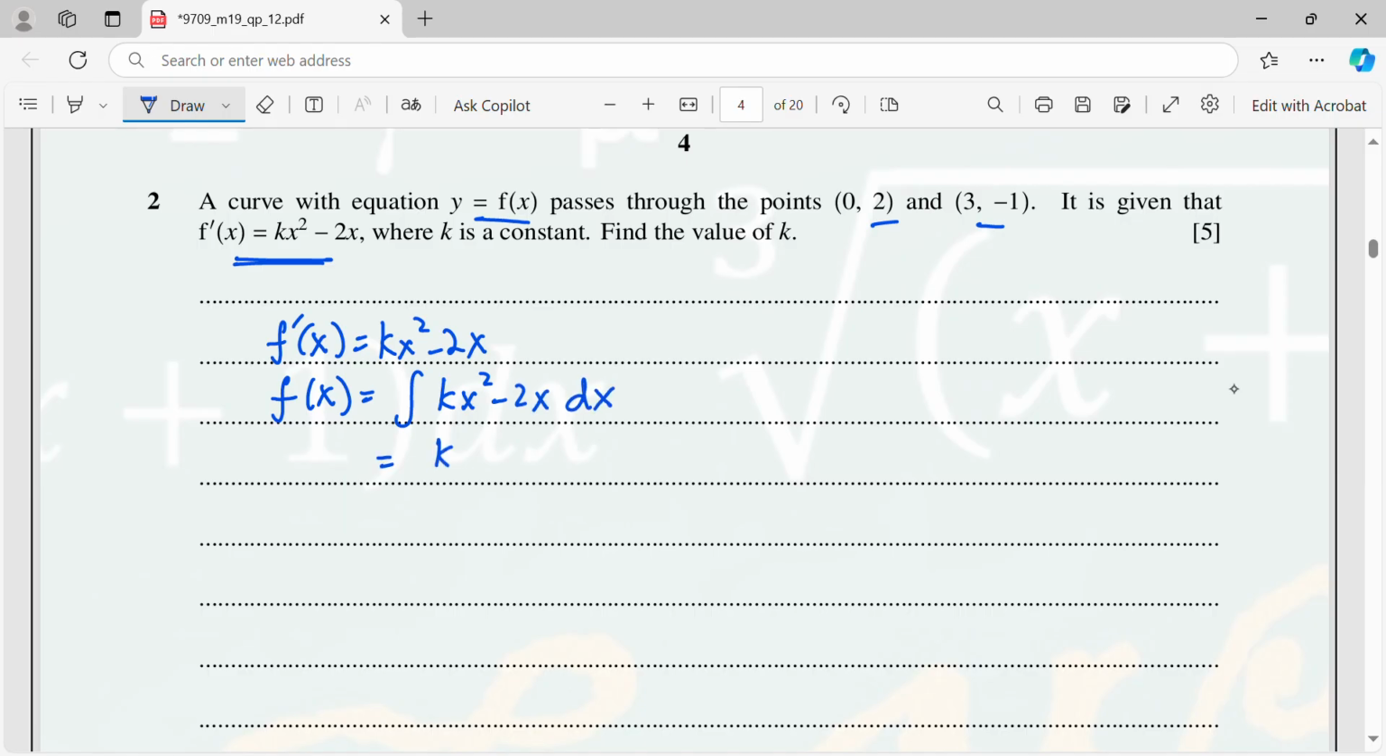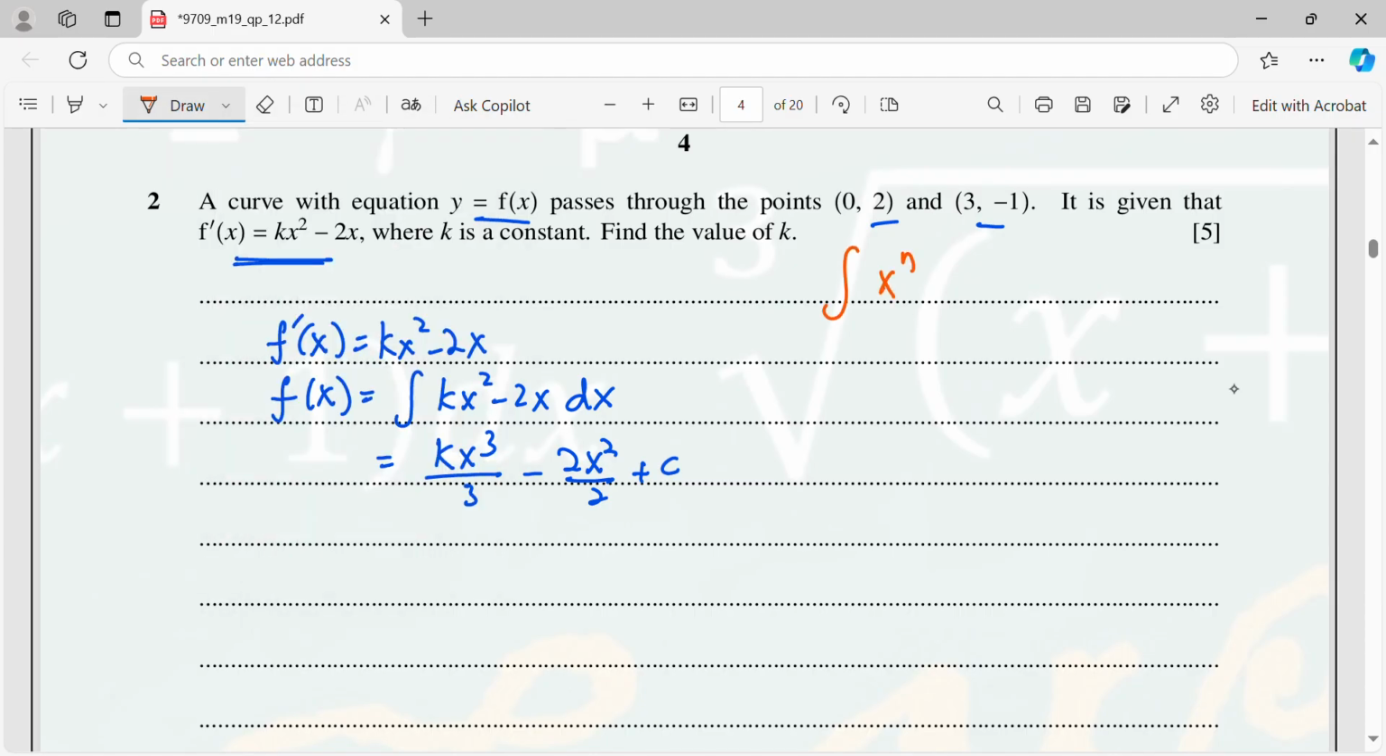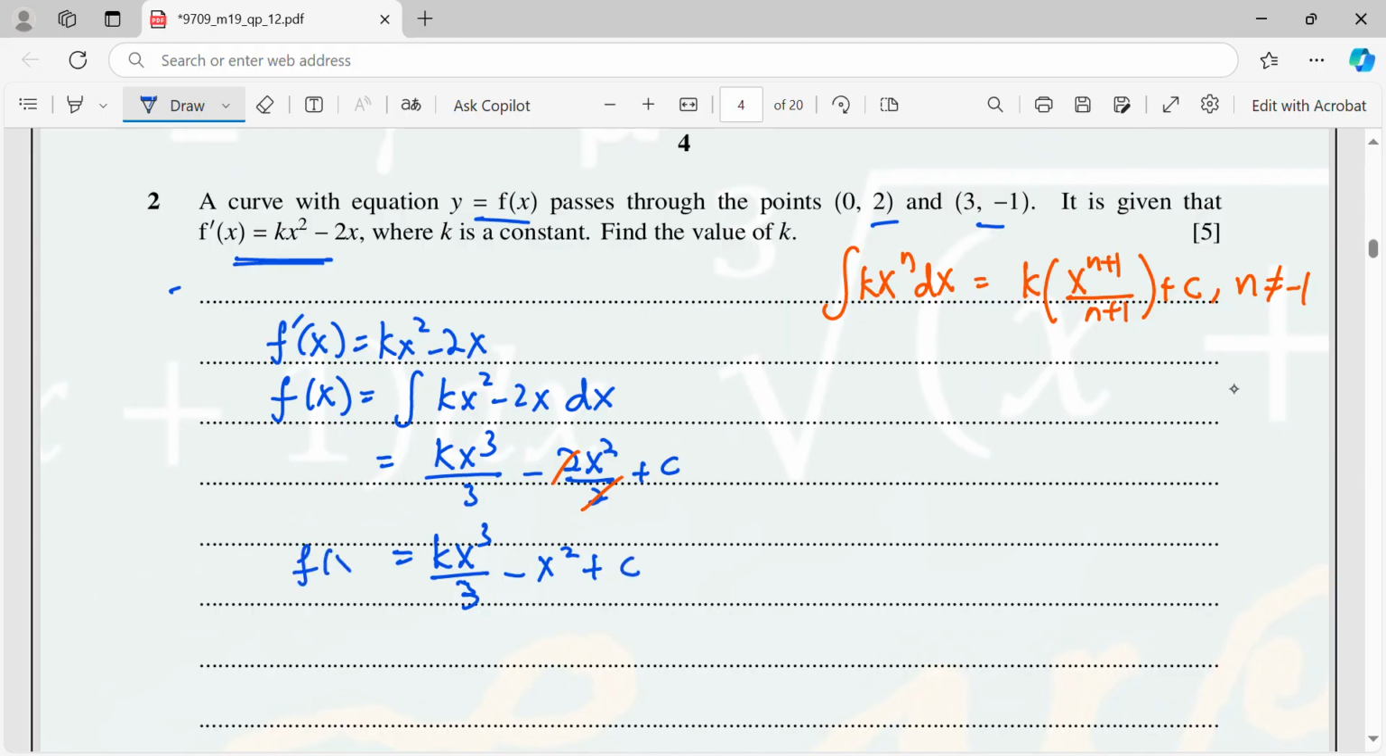This is going to be kx cubed over 3, then minus 2x squared over 2, plus c, because we are using this formula: the integral of kx to the n dx is k times x to the n plus 1 over n plus 1, plus c, provided n is not minus 1. Then I will simplify the 2 and the half. That is going to be kx cubed over 3 minus x squared plus c. This is my f(x).